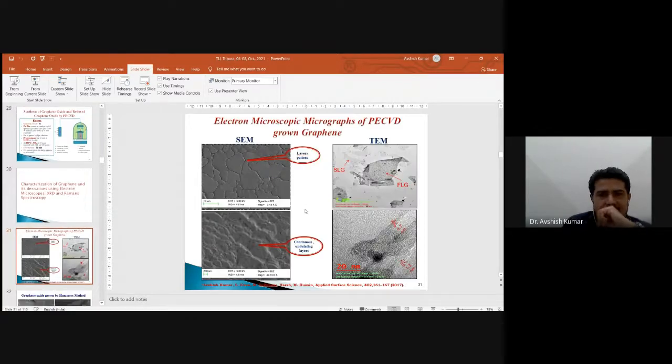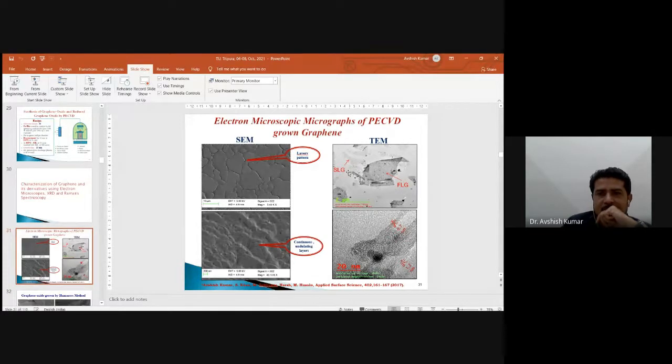So these are the SEM image and TEM image of our samples, which we have grown with this PECVD technique. You can see some layering pattern, because it is a thin film. That's why we are getting this uniformity. And if you go to higher resolution, you will get its continuous undulating layers.